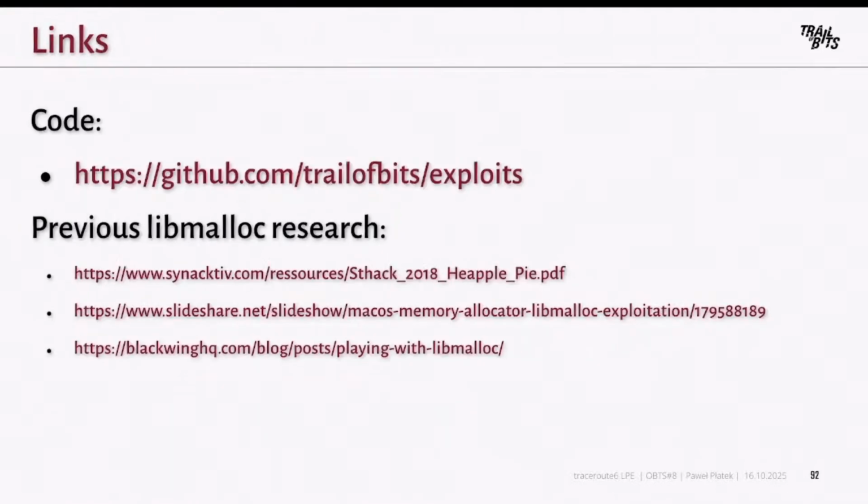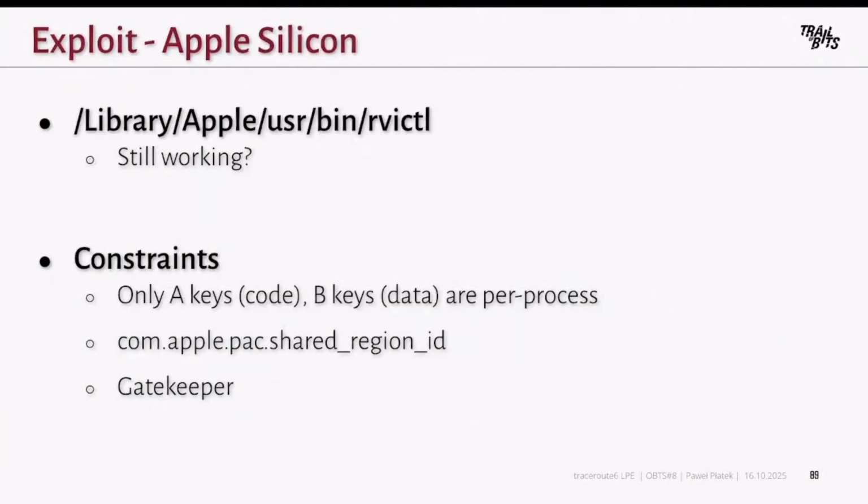You can find the exploit code at the Trail of Bits GitHub, and you can demo it for yourself if you really need to. Anyway, this PAC bypass still seems to be working, unless Apple changed the key management in XNU. I don't think they did, but maybe. It has some constraints: only the code keys are shared, the data keys are not, and some very sensitive applications may opt in to get unique keys with a special entitlement.